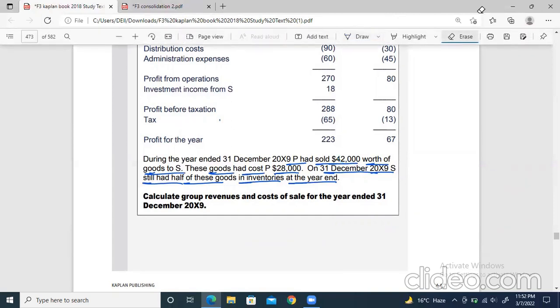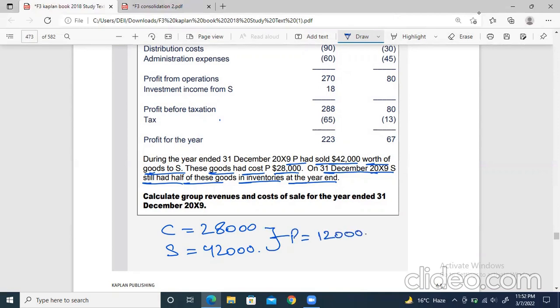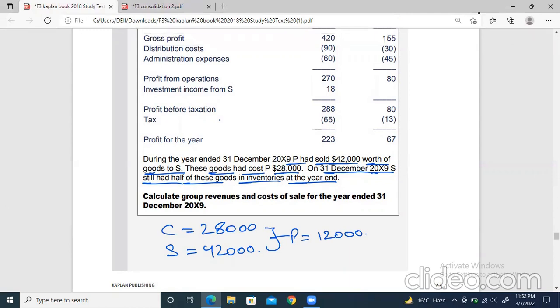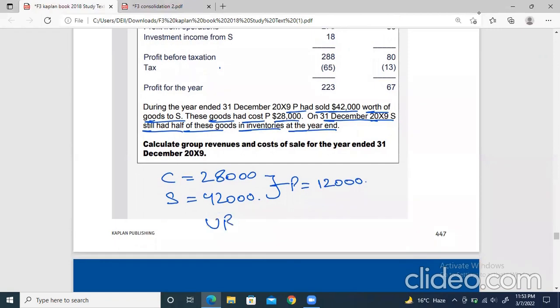Okay, now let's see. This is the selling price, which is 42,000, right? And how much did it cost the parent company? 28,000, right? That means how much is the actual profit in this sale? 12,000, right? This is the total profit. But what we have to do in the unrealized profit is multiply the profit with the remaining inventory, the inventory which is remaining, right? So you can remember the formula like this: unrealized profit is equal to the whole profit multiplied by the remaining inventory percentage. You can remember it in a short form like this.